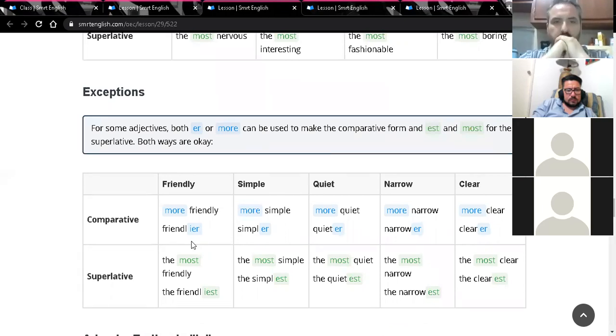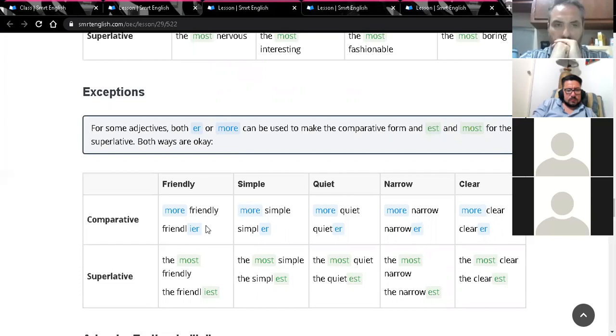More quiet or quieter, and the most quiet or the quietest. This will depend on you, and the one that you feel more comfortable using. More narrow, narrower, the most narrow, the narrowest. Clear, very clear, clearer, the most clear, the clearest. So I repeat, this is up to you, if you want to use the ER ending or the more and the adjective.